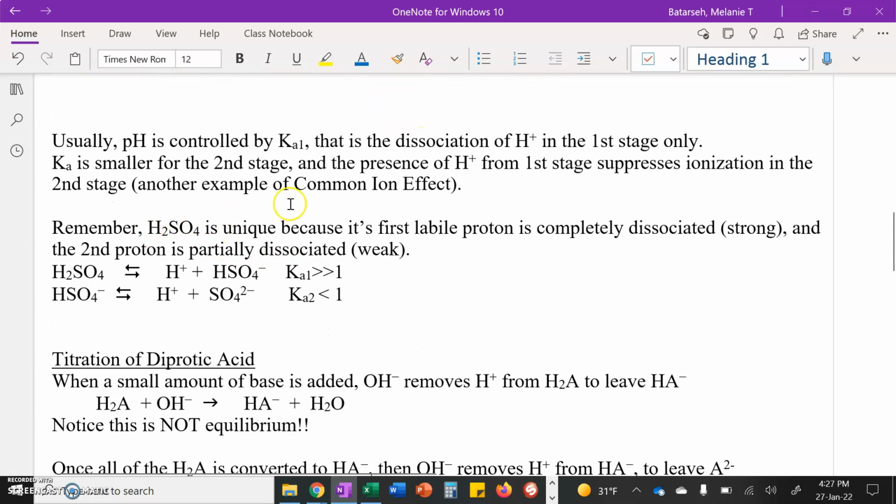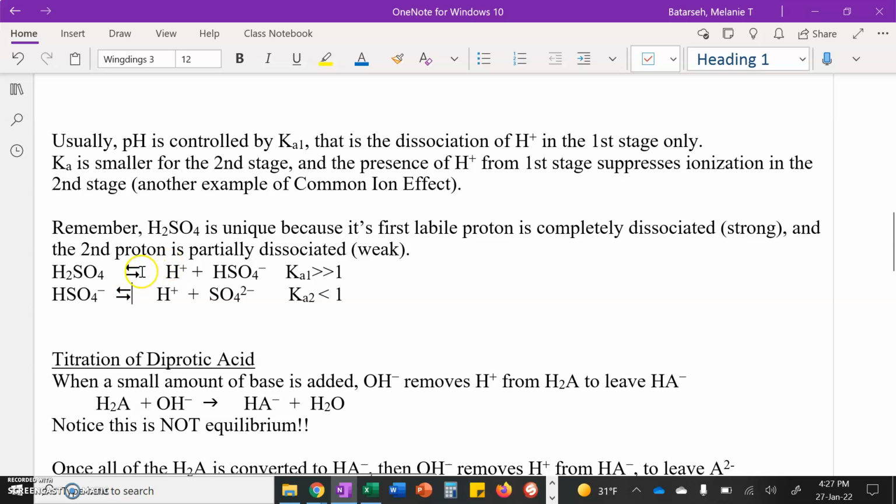Now remember, sulfuric acid's unique. It's diprotic, but it's the only one where the first labile hydrogen is completely dissociated. It's strong, and the second one is weak. So that means that this first stage, my Ka1 is much, much greater than 1. It's a number that we don't even ever look up or need because there's no real equilibrium there. We're saying it goes to completion.